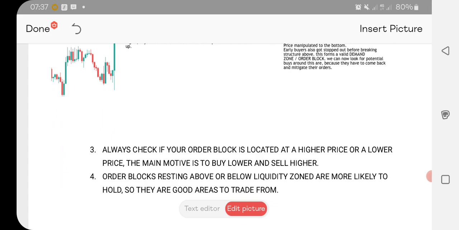The third thing to check for the best order block is always to check if your order block is located at a higher price or a lower price. The main motive is to buy low and sell high. So we buy low at discounted prices and we sell high at premium prices. If you are buying, the order block has to be at a discounted price, and if you are selling, the order block has to be at a premium price.